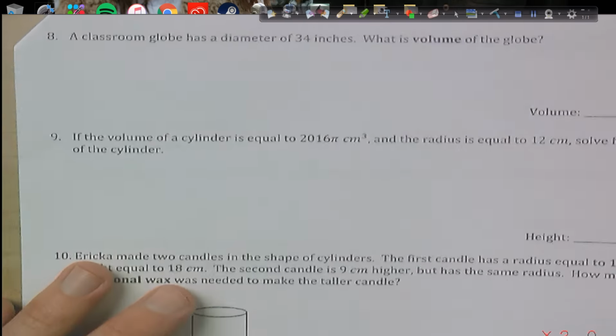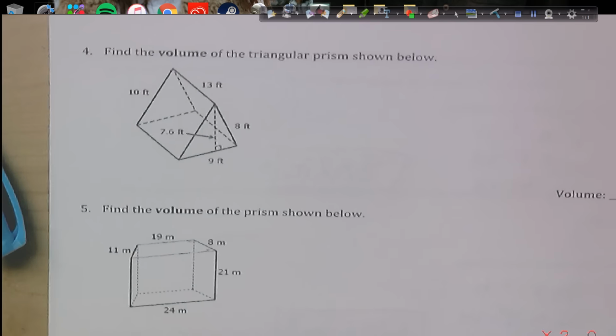Okay, so nice and easy for the first set. All right. Wait, did I do that right? Nope. There we go. I thought I skipped one.